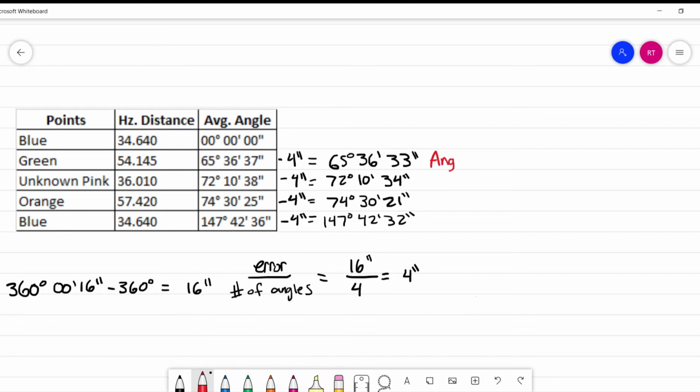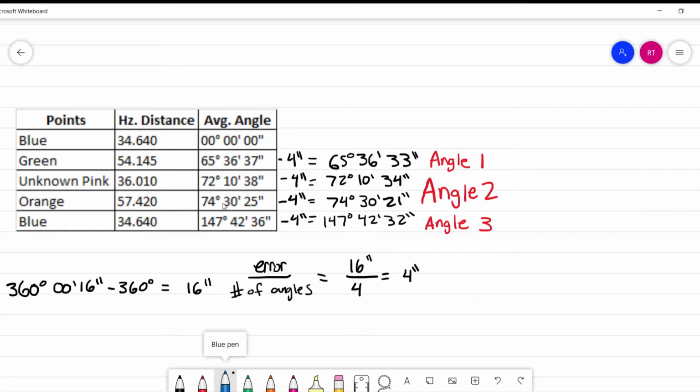Alright, now I want you to categorize your angles in the following manner. This angle is going to become angle 1. These two are going to be angle 2. I'll explain why we're doing this in a second. And then this one is going to be angle 3. Now, the unknown point pink, we don't have coordinates on this point. Therefore, we need to be able to combine the angle between green and orange in order to calculate our resection. Because remember, angle 1 is truly from blue to green. Now this angle 2 is green to orange, and angle 3 is orange to blue.